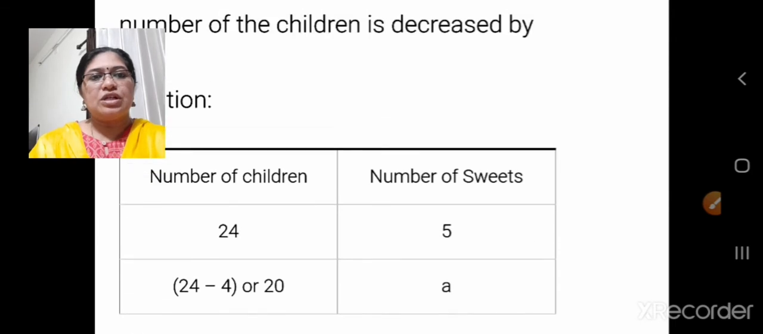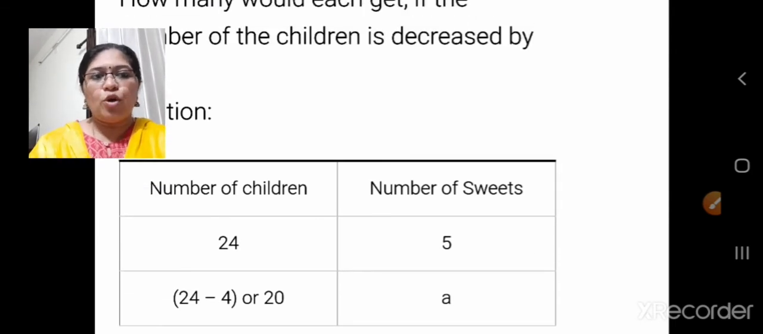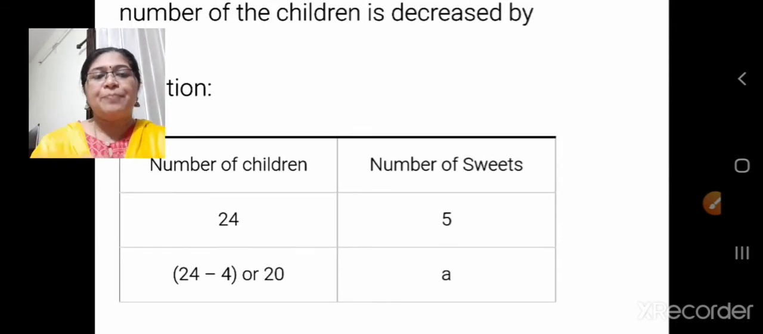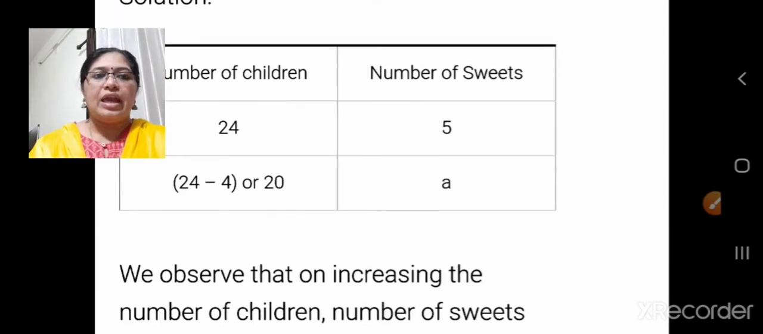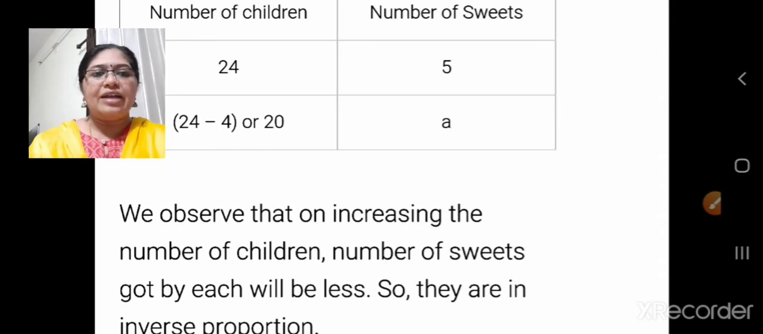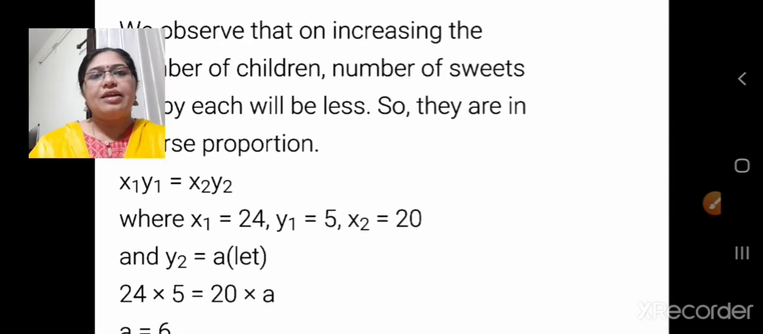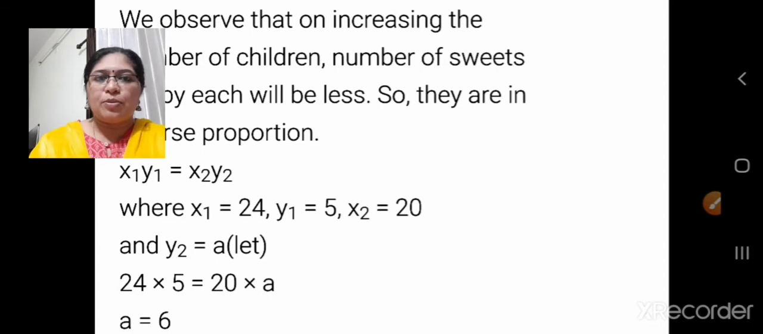So number of children and number of sweets. 24 means they will get 5 sweets each. 4 less means 24 minus 4, it is 20 means we don't know. So I have written a letter A or X or whatever it is. Okay, A I have written. We observe that on increasing the number of children, the number of sweets got by each will be less. So they are inverse proportion. So this formula you can use for inverse proportion when you know that it is inverse proportion.